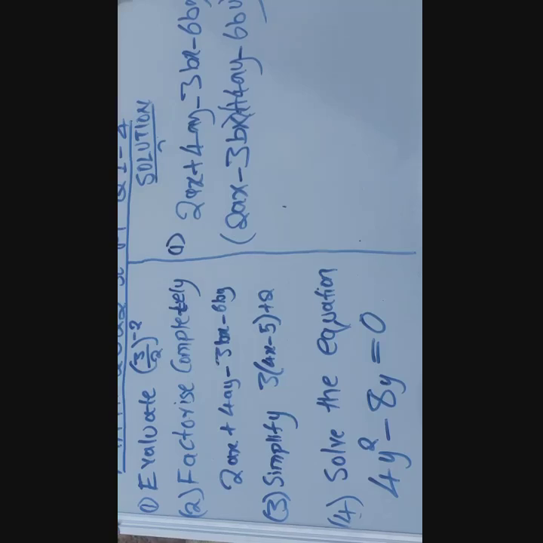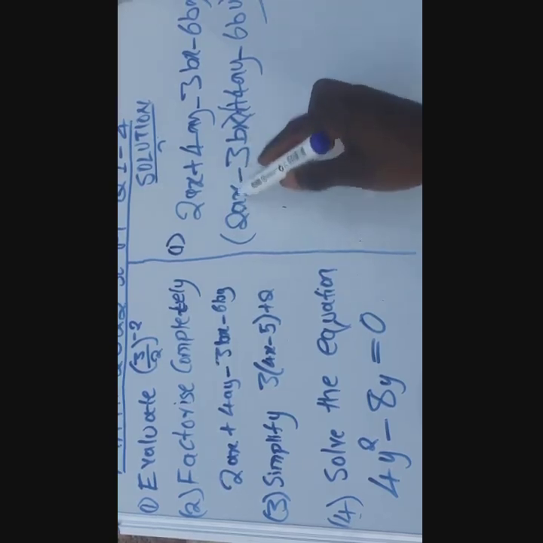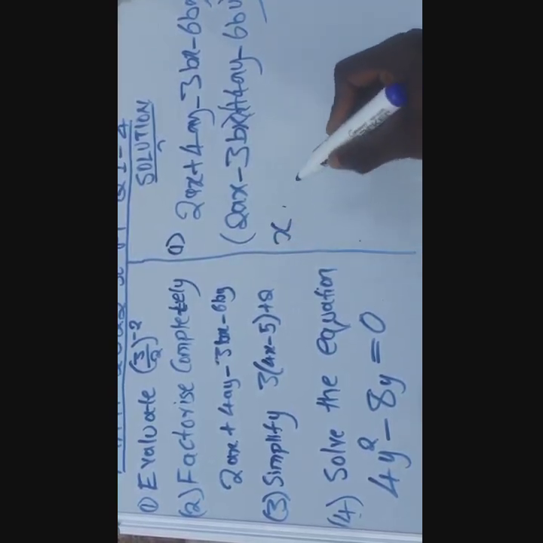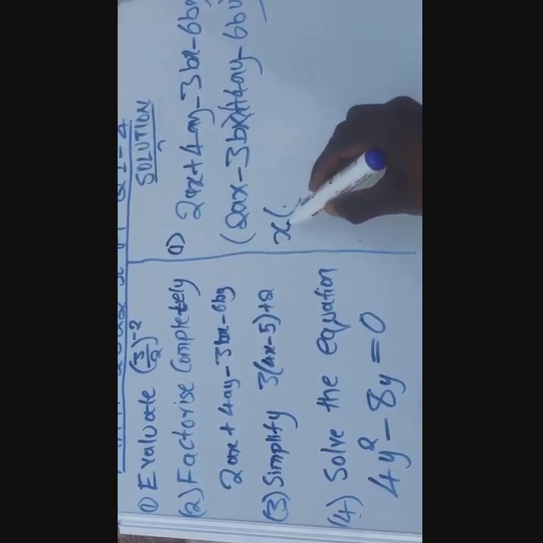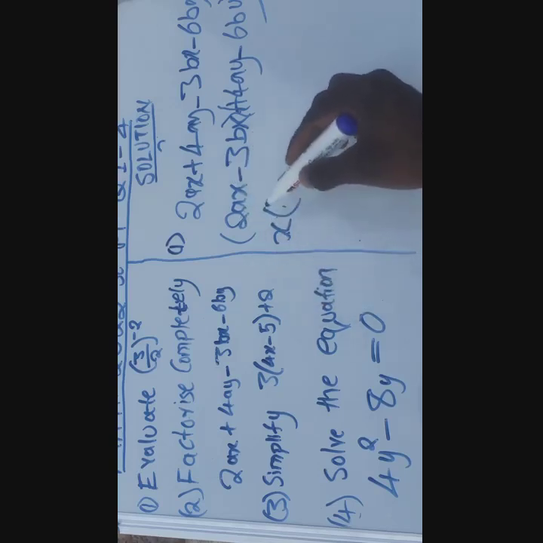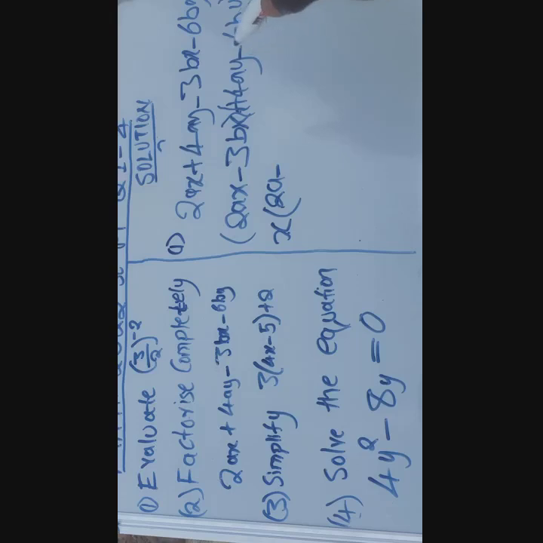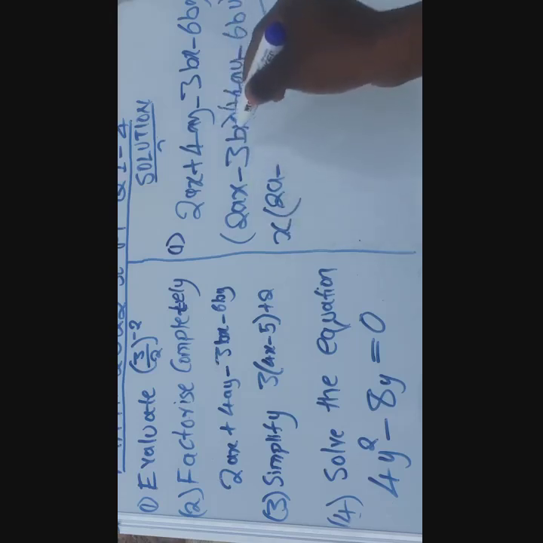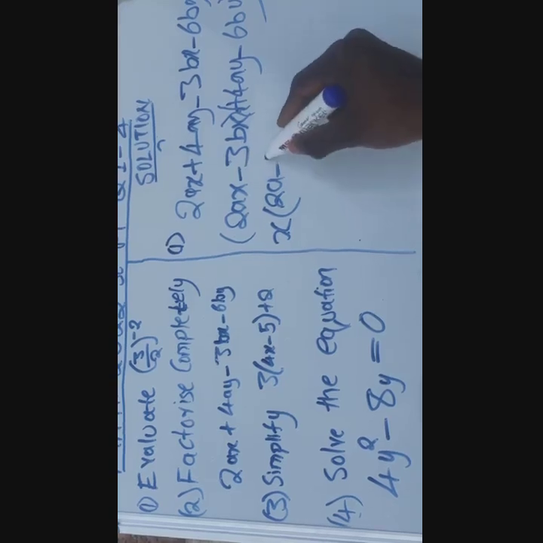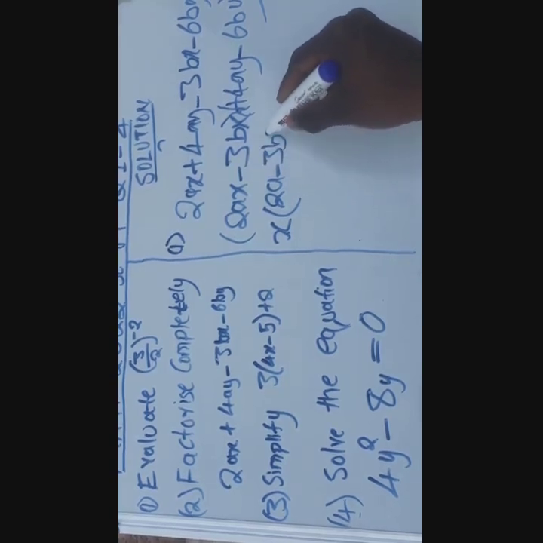So we are going to go to the variables. Which variable is on both sides, here and here? It is x. So we are going to have x here, then open brackets. Then we are going to say x into 2ax. So this x is going to cancel with this one. We are going to remain with 2a. Here we are going to have 2a minus, then x into negative 3bx. Even here, x is going to cancel with this one. Then we are going to remain with negative 3b.